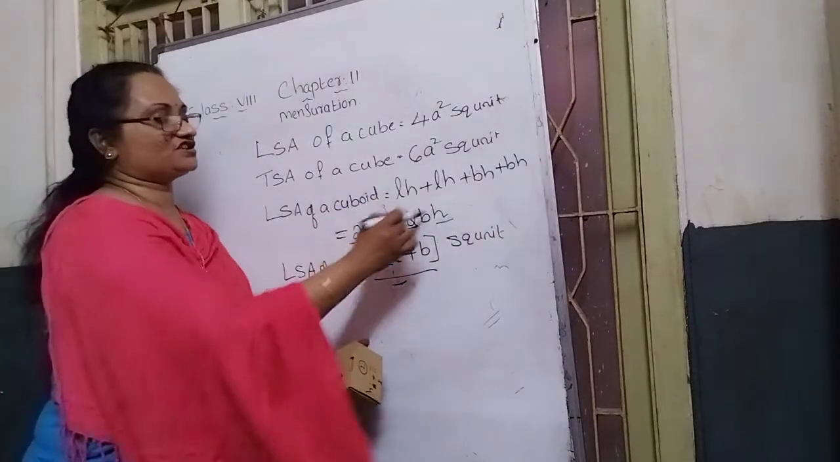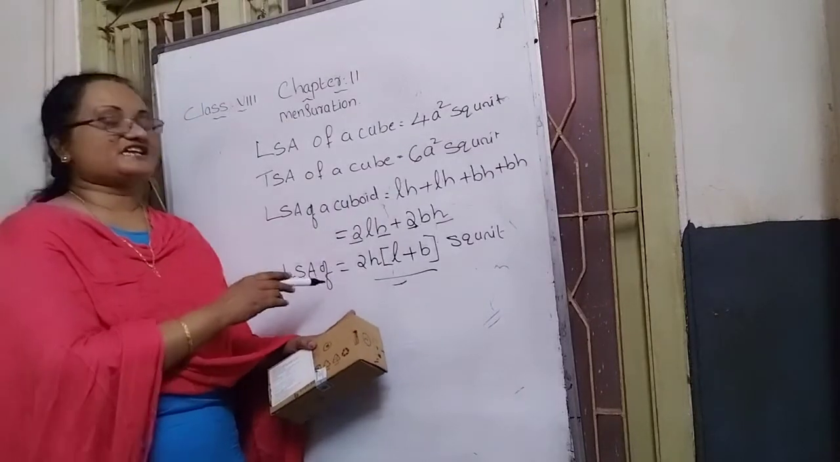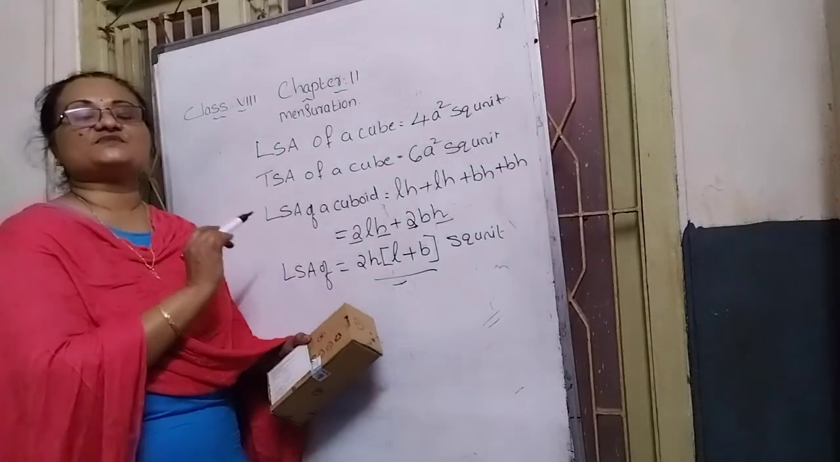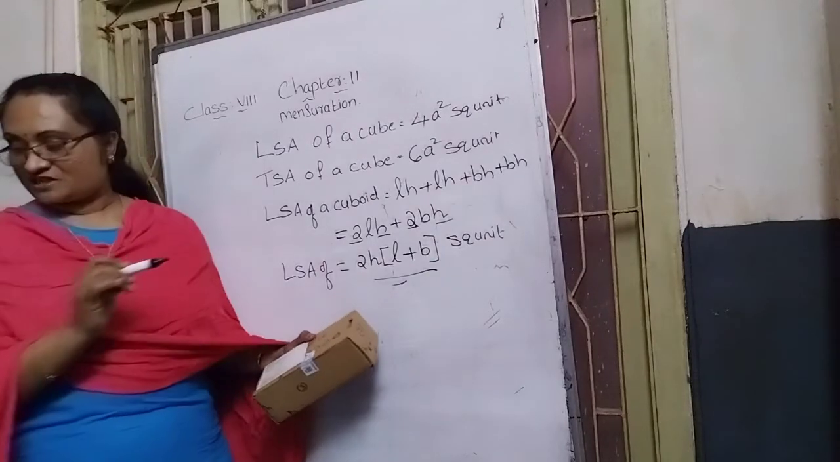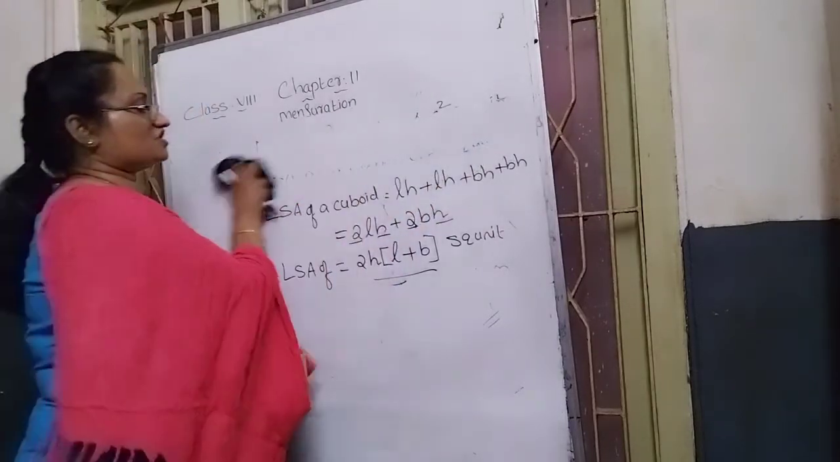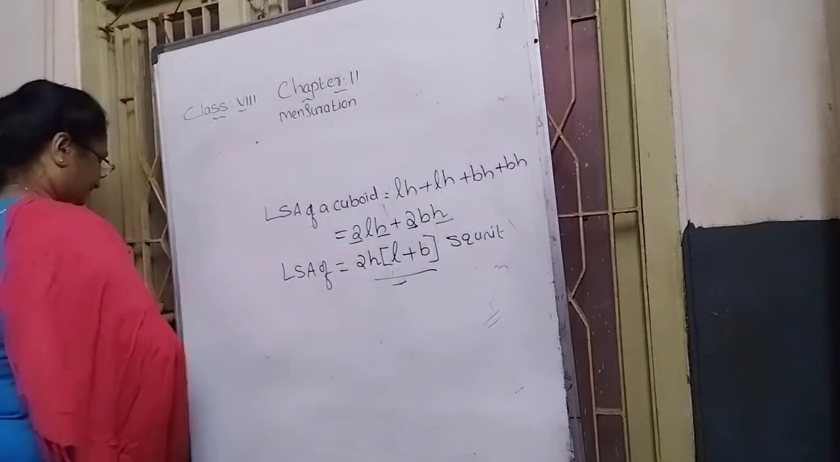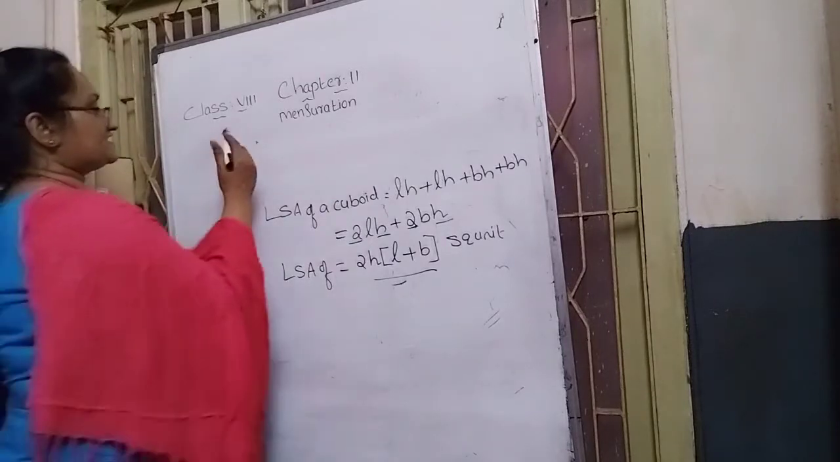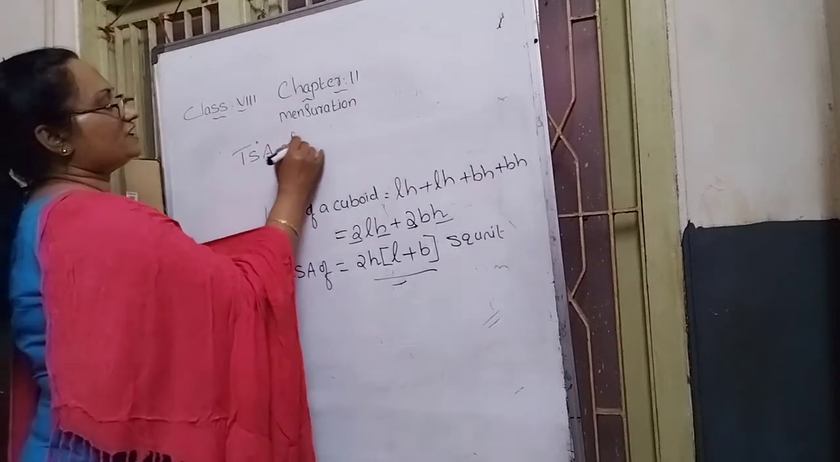This is how we get it. This is the expansion form. The formula is 2H into L plus B, the formula for the LSA of a cuboid. Next we want to find the TSA of a cuboid. How do we get the TSA? TSA means we consider all faces. TSA represents the total surface area of a cuboid.